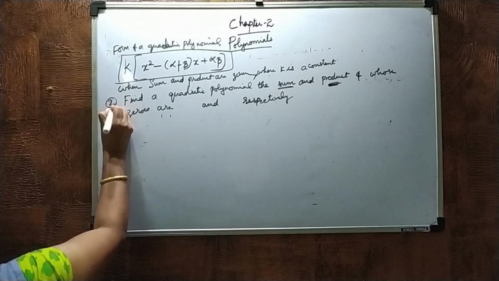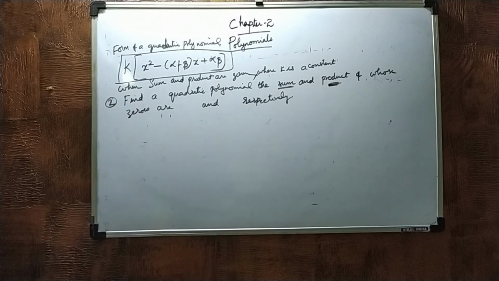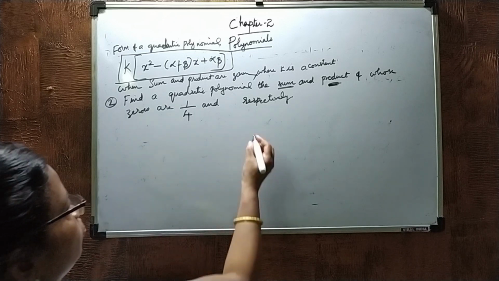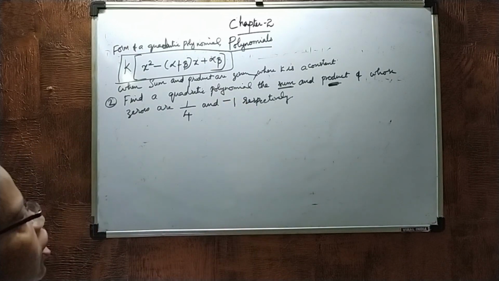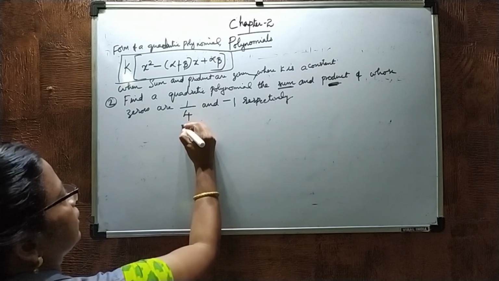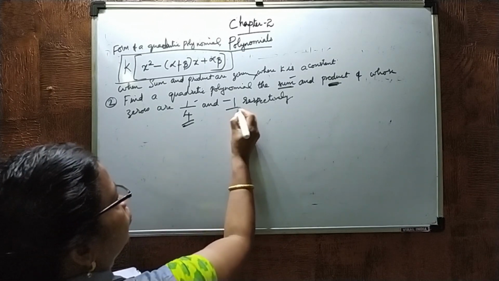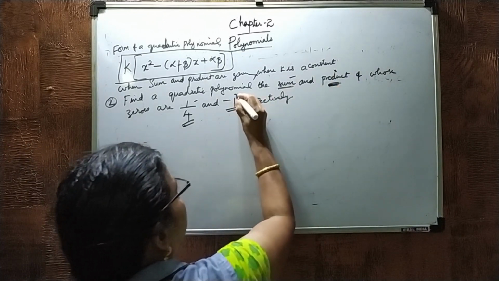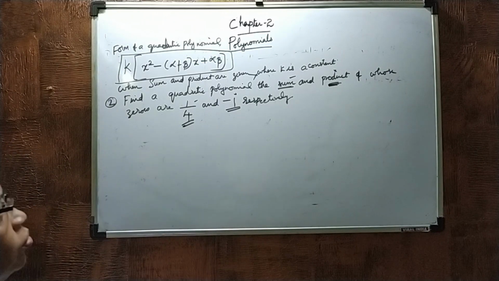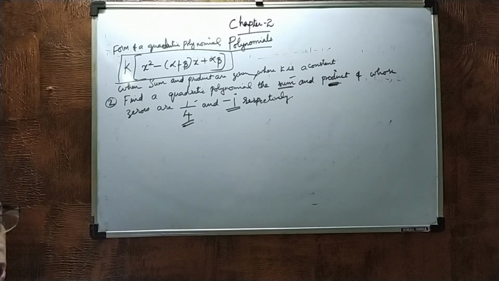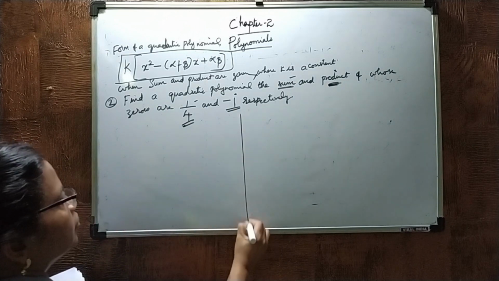Question number 2. Find a quadratic polynomial whose sum is 1/4 and product is -1. Okay, now method 1 and method 2 I will show you, just for one more question. Whichever method you prefer, you can do. So first one, method 1.